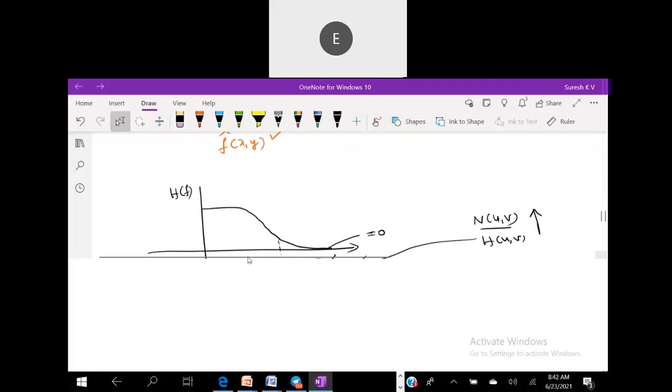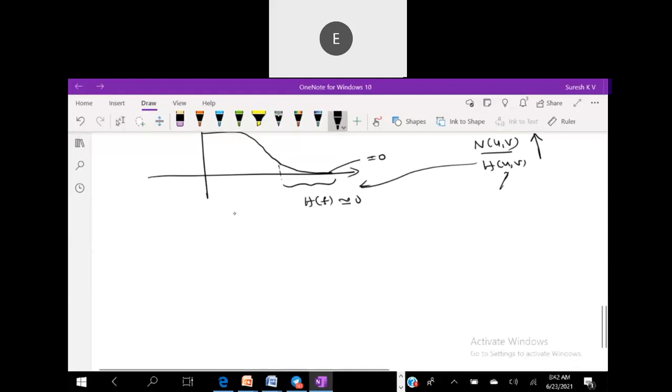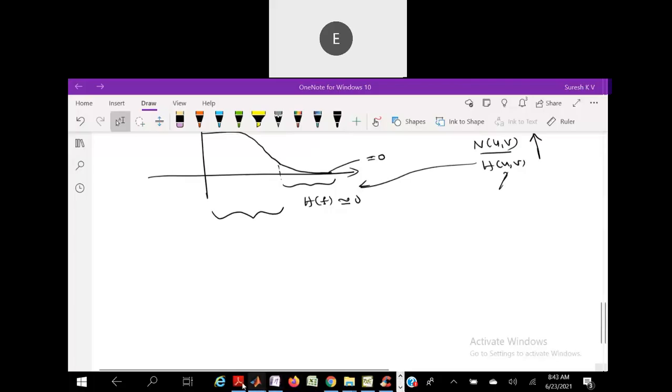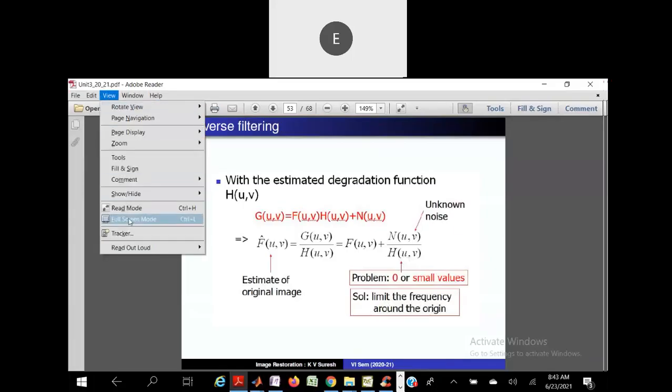So what you do here is, don't divide the values in this region. Just restrict yourself to this region. That's exactly what is explained. So restrict yourself to frequencies around the origin. That means don't go to the region where H becomes very small. An example is given, I think. Let me just show you that example.